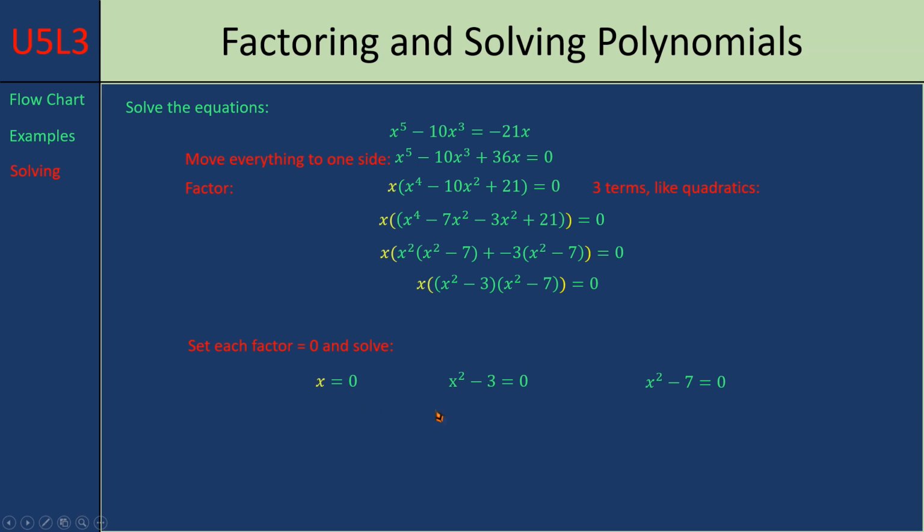This one is already solved. So this one, you add 3 to both sides, square root both sides. Add 7 to both sides, square root both sides. Then you're done.